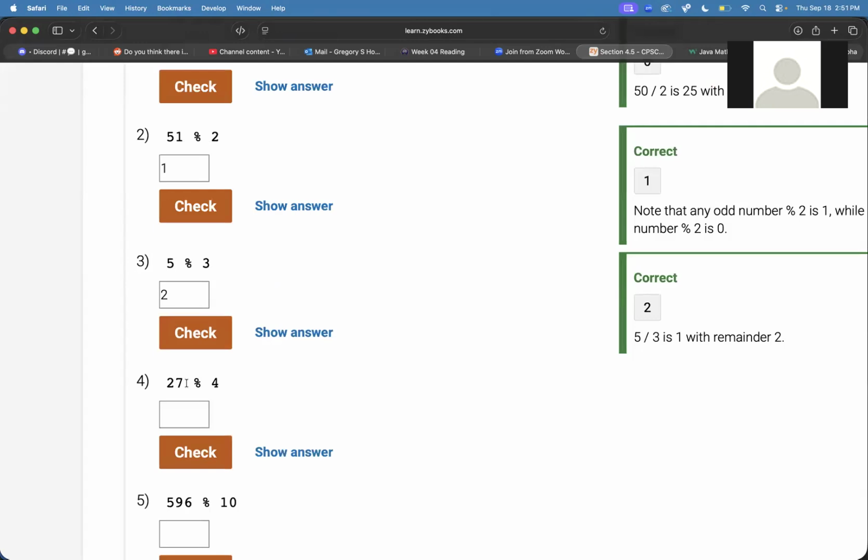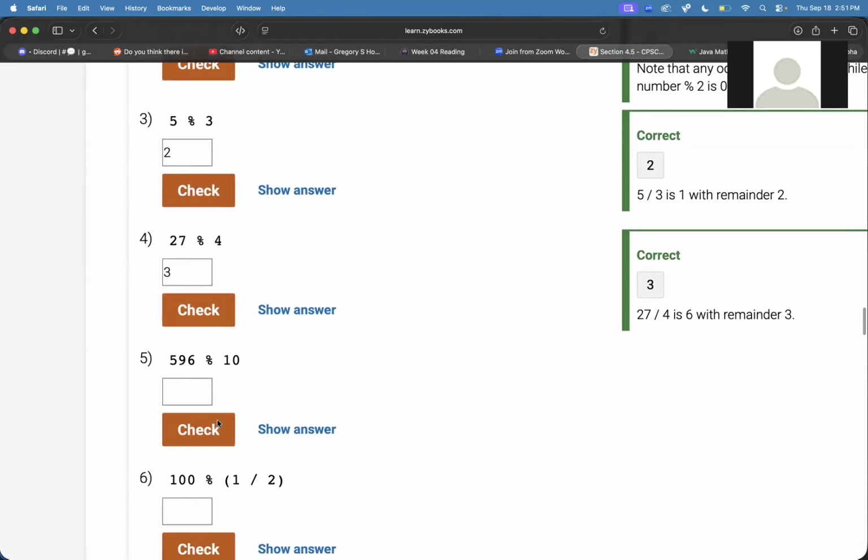4 goes into 27. Well, 4 times 6 is 24. So 27 divided by 4 is 6, but that gets you to 24. Then there's 25, 26, 27, which is 3. So the remainder is 3, and so on. Now, this one should be easy because we spent a long time in the previous lecture talking about this: when you do modulo 10, you're just going to get the last digit of that number. So this will definitely be a 6.